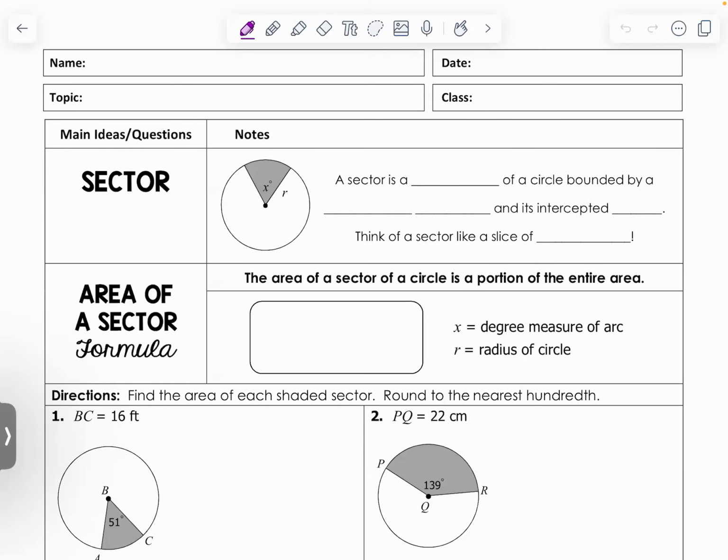We are going to talk about the area of a sector. So let's first talk about what a sector is. A sector is a section of a circle bounded by a central angle and an intercepted arc.